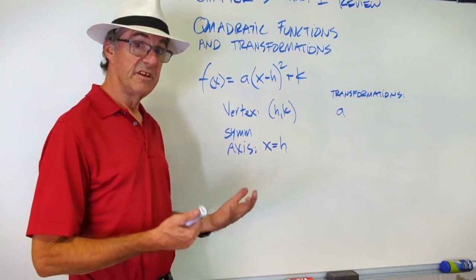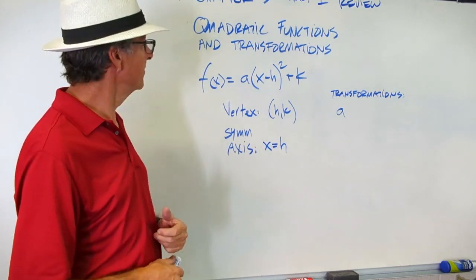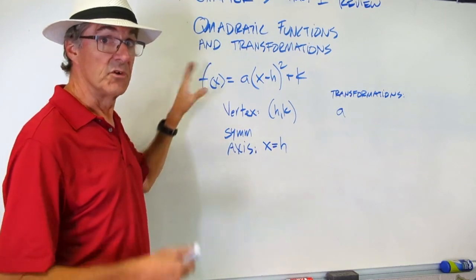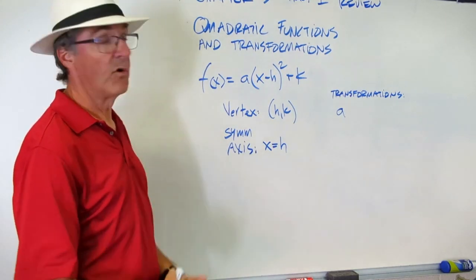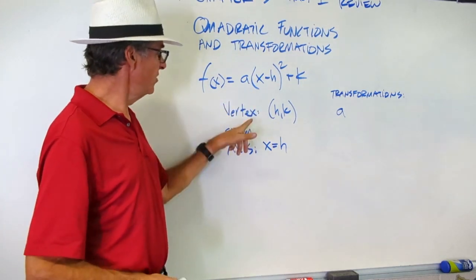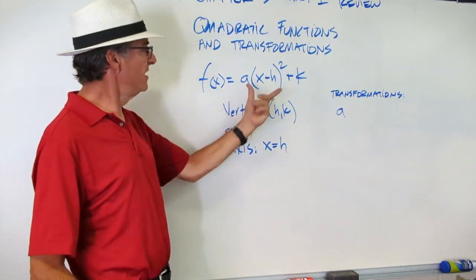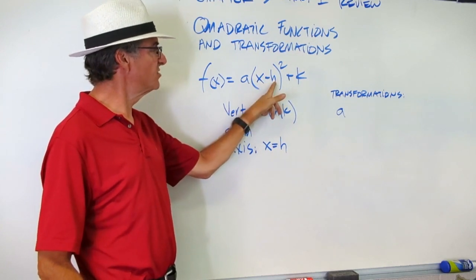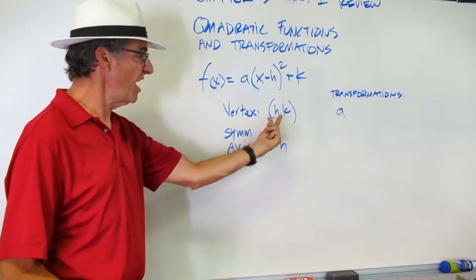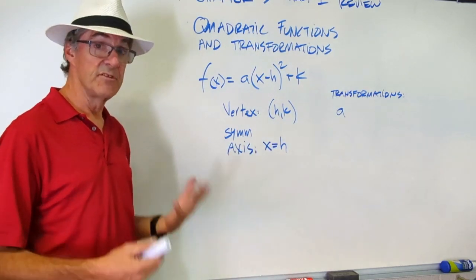The last thing we did in this section of chapter 3 was look at quadratic functions and their transformations. So a quick review of a basic form for a quadratic function. This is called vertex form because it gives you the vertex. This is a times (x minus h) squared plus k. And the vertex is (h, k).